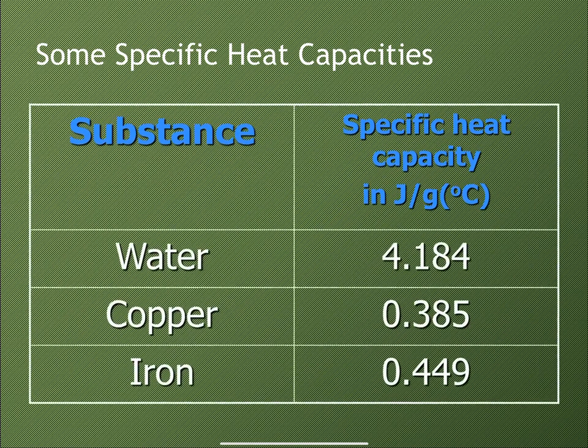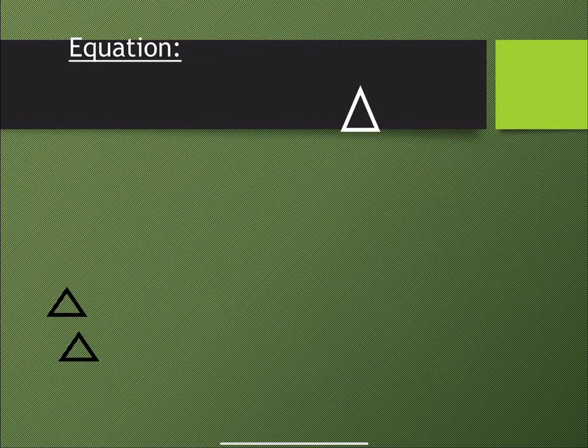Okay, so here is that example of what I was telling you. Look at iron and copper. They're 0.4 and 0.3, but water has a specific heat capacity of 4.184. That's roughly, compared to them, approximately 10 times larger. So it takes 10 times more energy in joules to raise 1 gram, 1 degree Celsius.